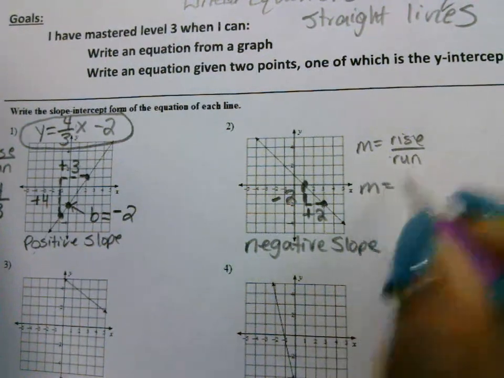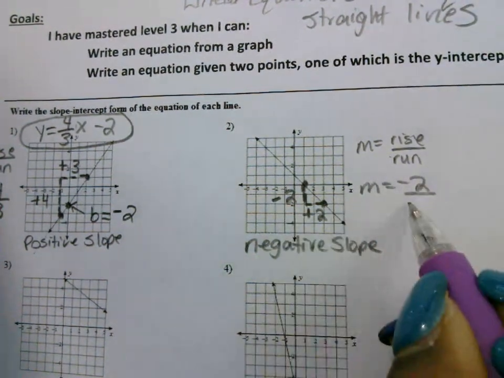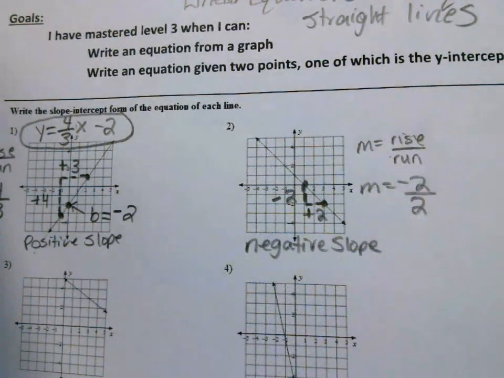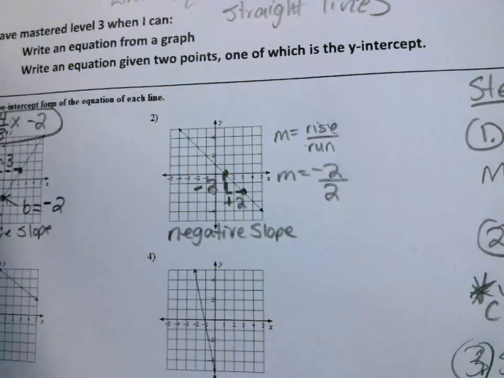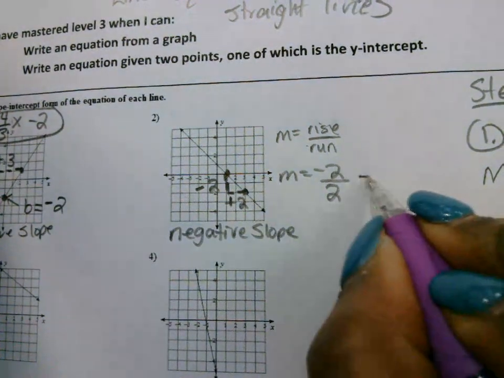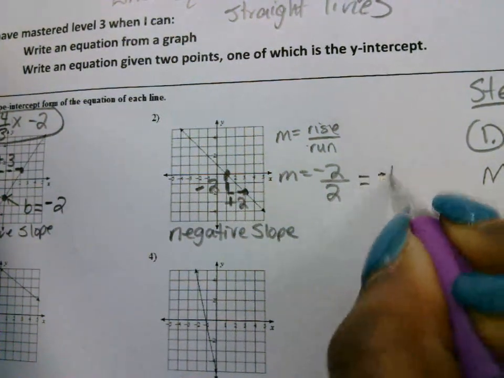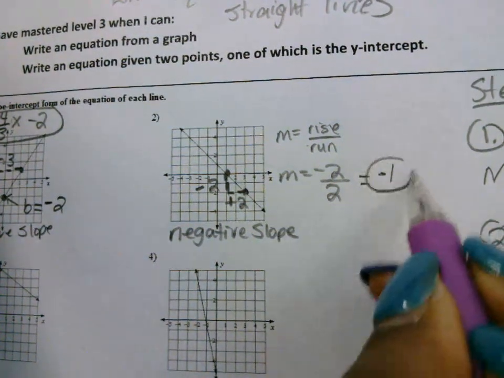This is going to give me a top number of -2 and a bottom number of +2 because I went to the right 2. Down 2, right 2. Let's reduce this. You have your calculator. What's -2 divided by a +2? -1. That's going to be your slope. This is your M.